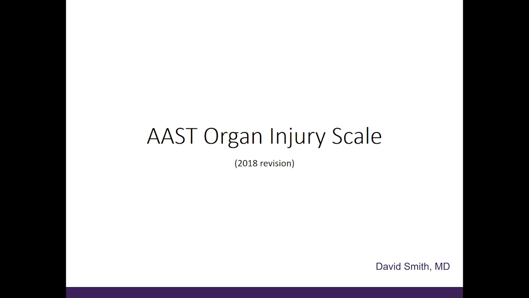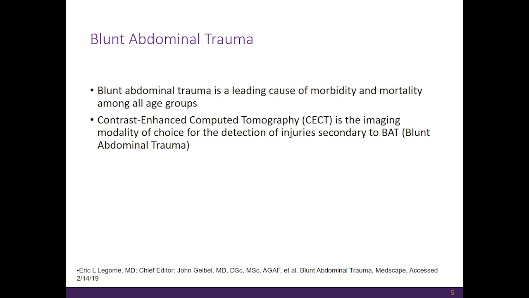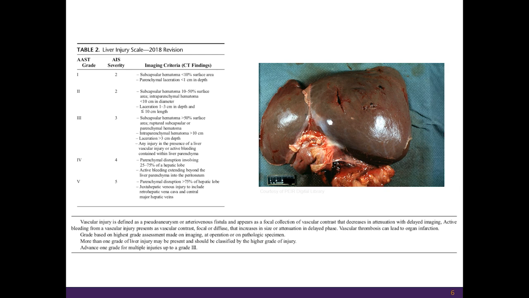So with that, we'll jump right into the AAST organ injury scale. So why is this important? Blunt abdominal trauma is a leading cause of morbidity and mortality among all age groups, and contrast-enhanced CT is the modality of choice for detection of these injuries.